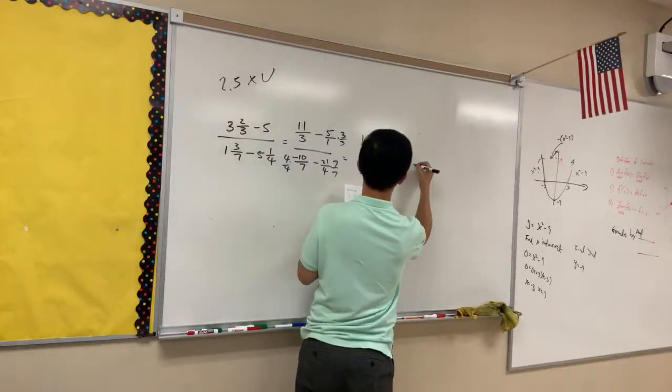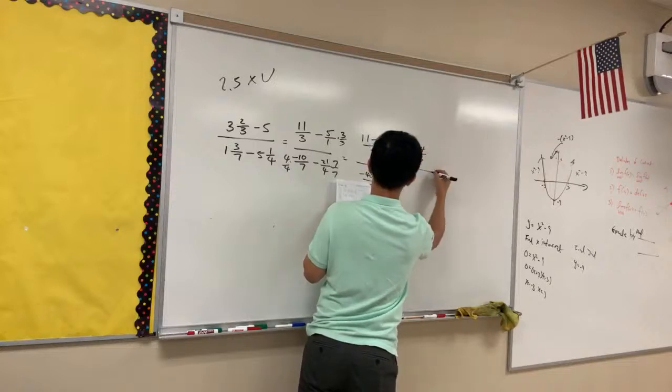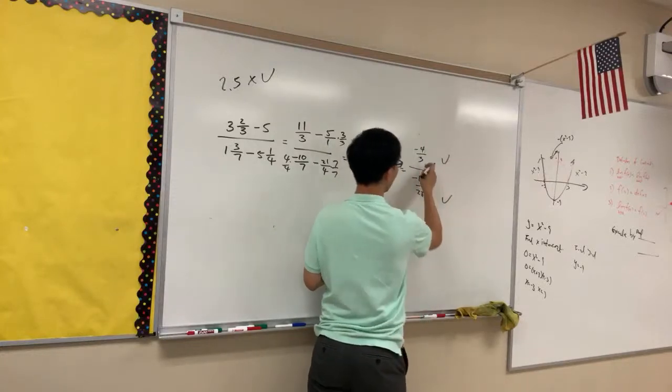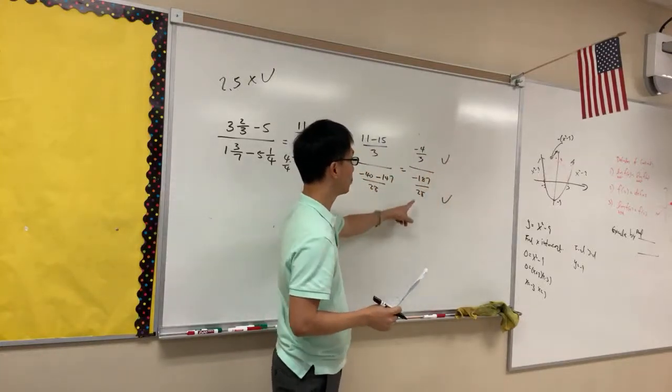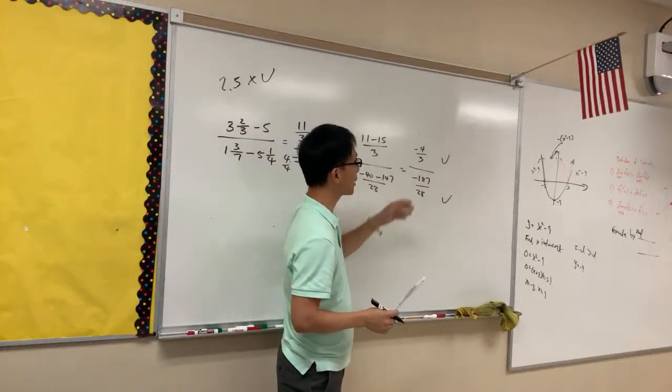Okay, so then I'm going to get negative 4 over 3 over negative 187 over 28. If you got this, you can give it 2 check marks, one for the numerator, one for the denominator, because now you get a complex fraction.